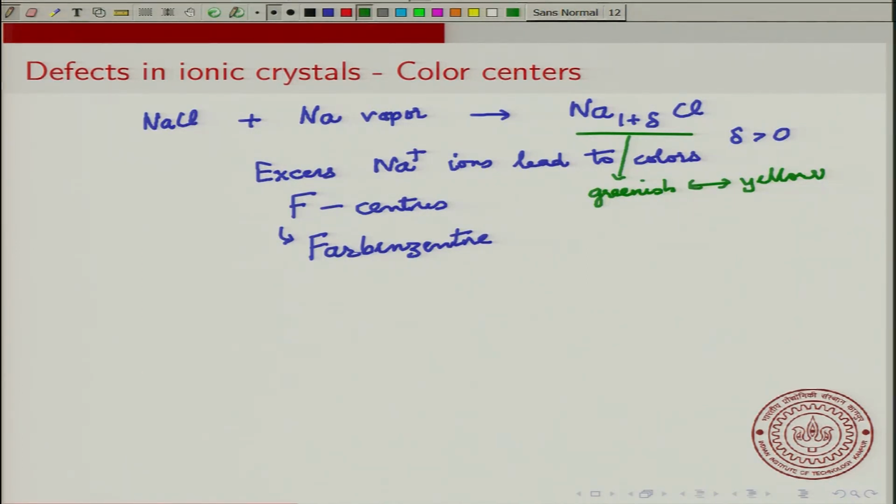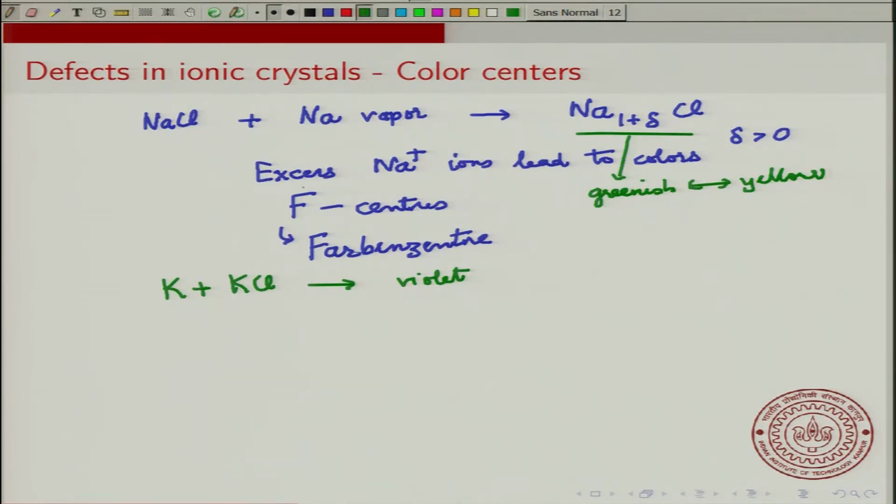You can also get, for example, KCl with K vapor, and you get a violet color. It is not very hard to show why the presence of excess charge will lead to these colors. So there are other defect centers.